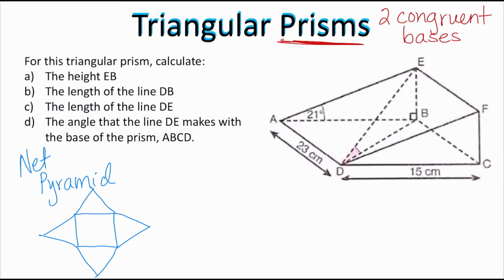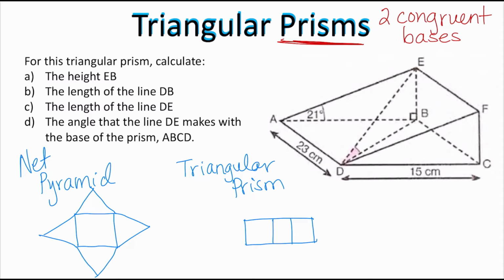A triangular prism is different. In a triangular prism, you're basically going to have two triangles. And because a triangle has three sides, the way the net would work is that you would have the three lateral faces, which are rectangles, and then you're going to have the two triangles at either end. So here I have two congruent bases, in which case we have two triangles. Here I only have one base.